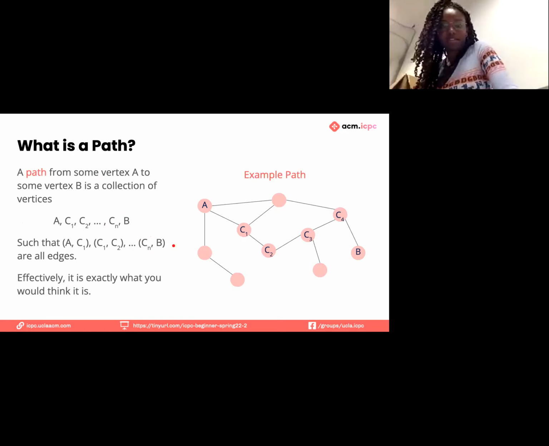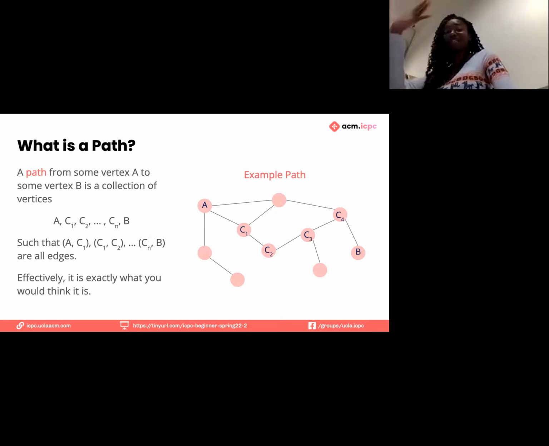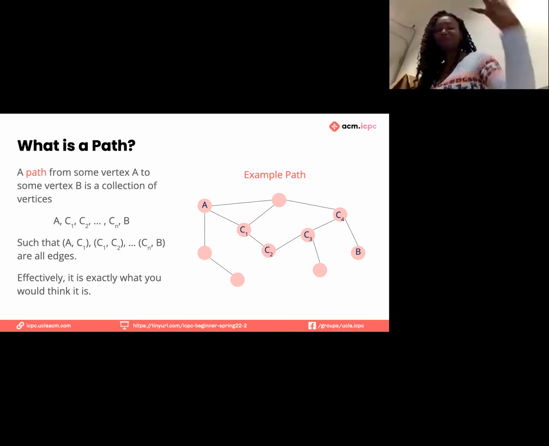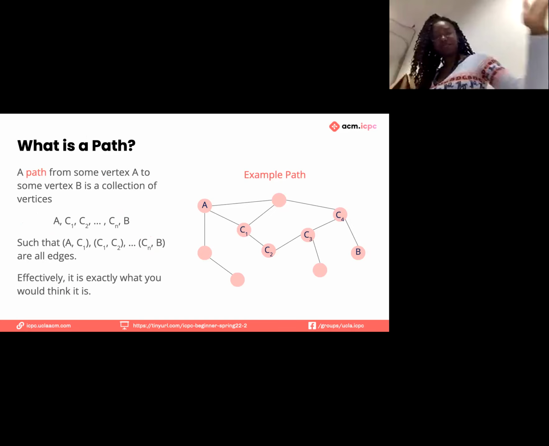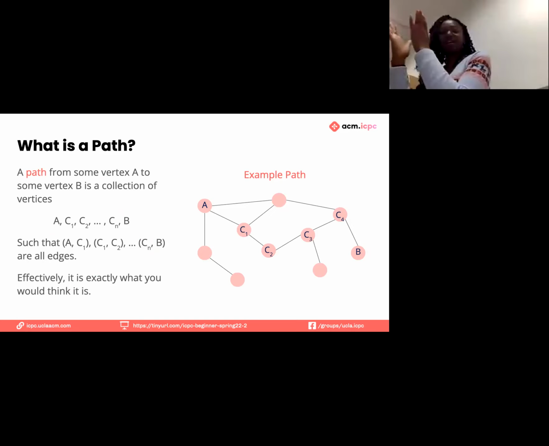All right. And so we also talked about a path. Now formally a path from some vertex A to some other vertex B is a collection of vertices A, then C1, C2, ..., CN, B, such that all of those pairs (A, C1), (C1, C2), et cetera, are edges. So really it's exactly what you'd think it would be probably.